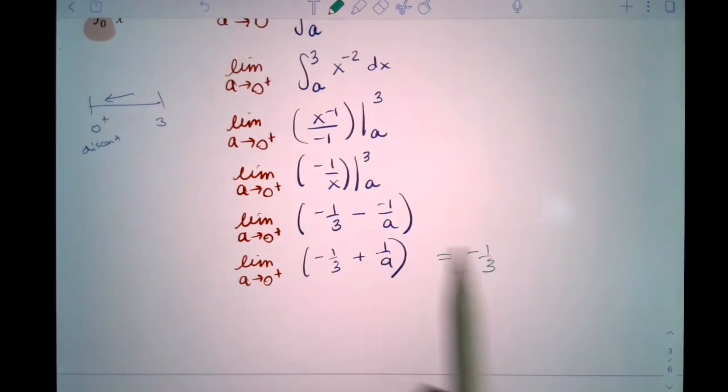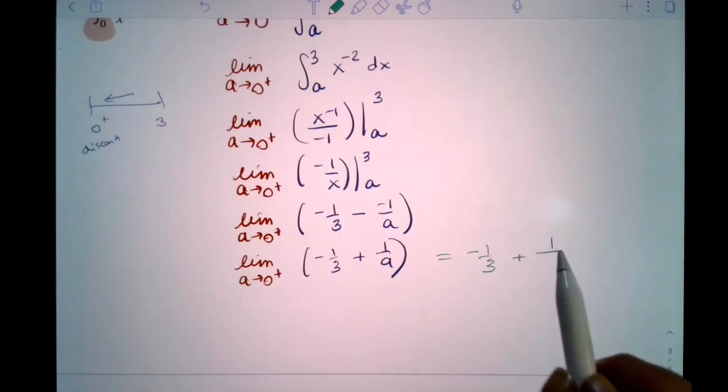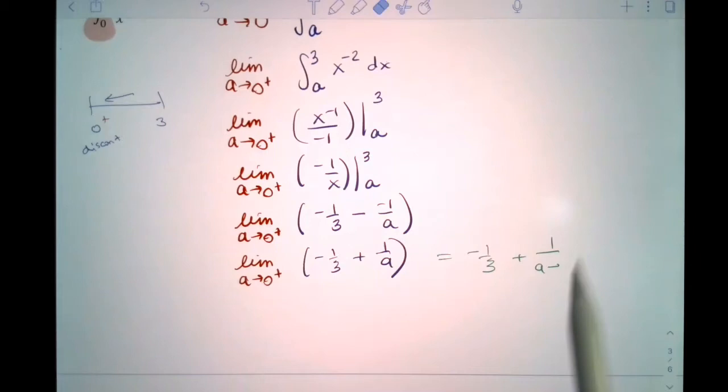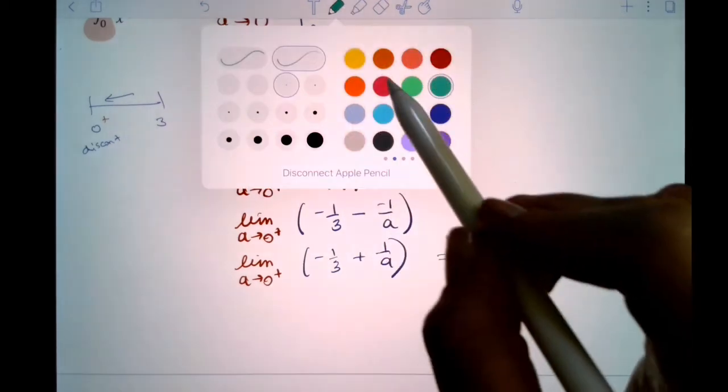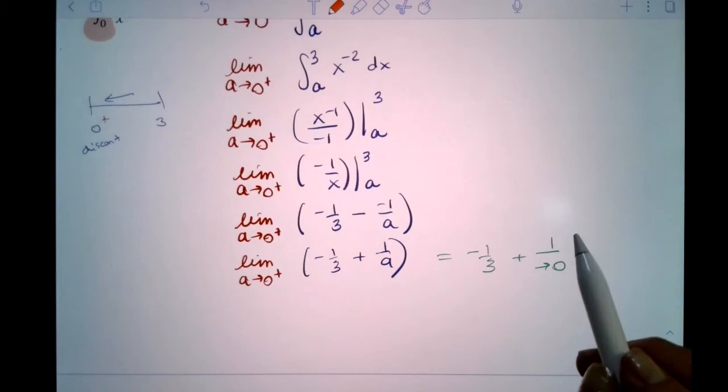But here I have something interesting. I have 1 over a tending to 0. That denominator is tending towards 0. I'm just going to kind of write it like that. So let's think about that. You have 1 over 1, 1 over a half, 1 over 1/3, 1 over 1/4, 1 over 1/100. This is really tending toward infinity.